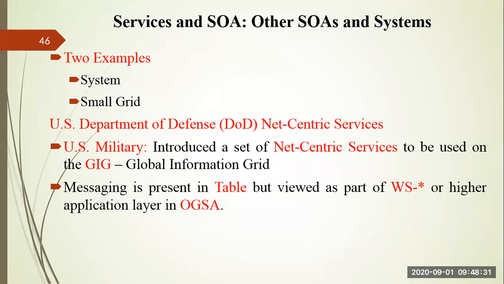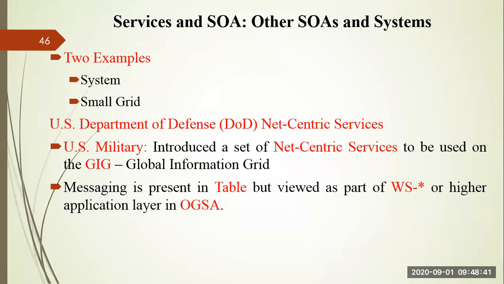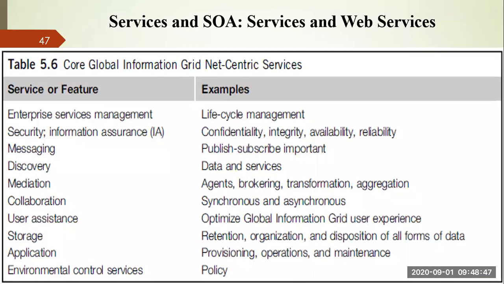And this is a part of your WS-star. I mentioned WS-star may be WS-Addressing, it may be WS-Agreement, it may be WS-Coordination, like we discussed here, WS-Resource, WS-Addressing, right? WS anything may be there, or a higher application layer in the OGSA. What kind of things is provided by this US military, I'll tell you in this slide.